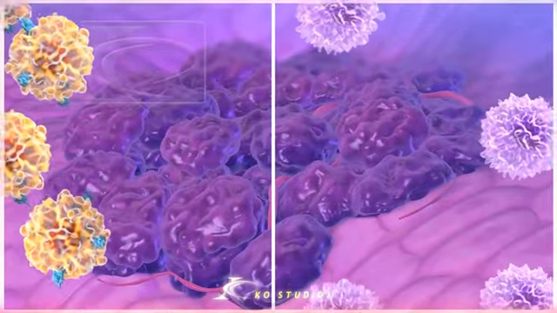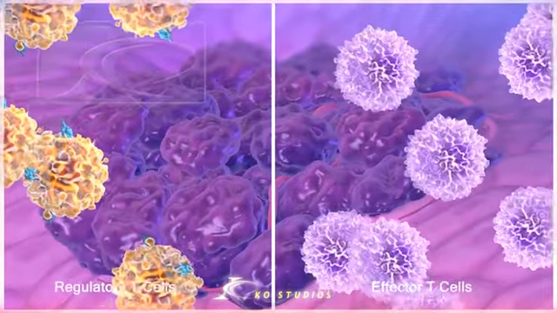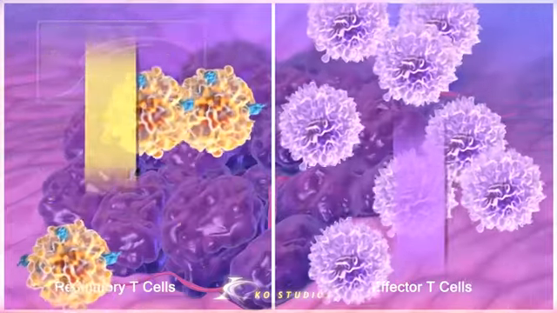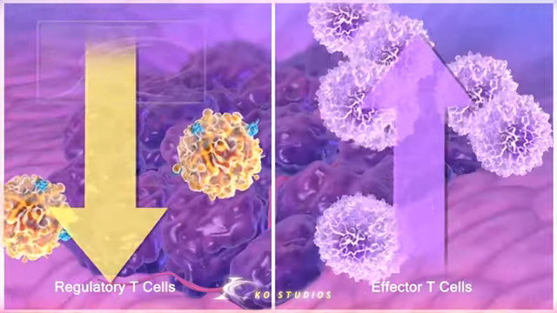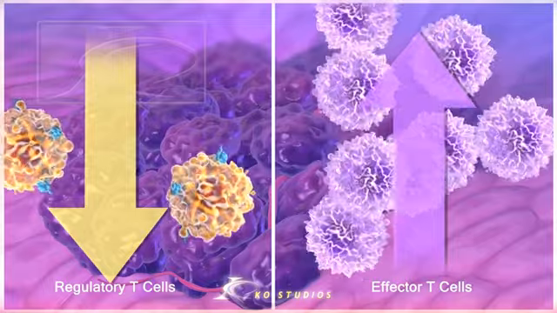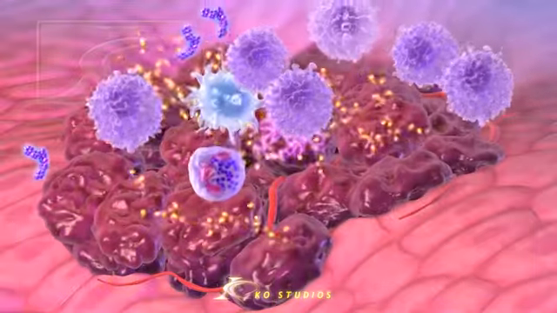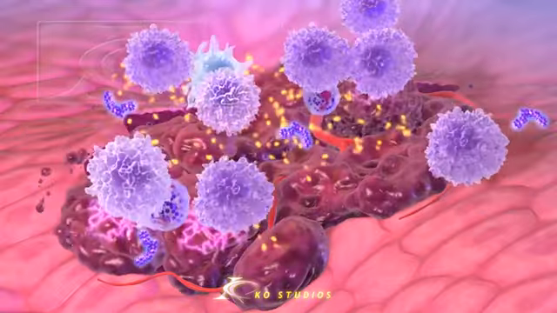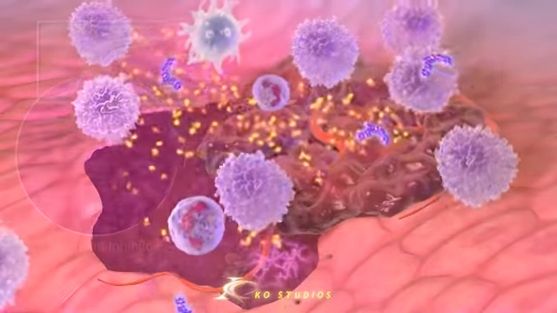Once the flow of regulatory T cells into the tumor microenvironment has been cut off, the balance of effector T cells to regulatory T cells is shifted to favor the anti-tumor response, and the effector T cells are allowed to reactivate and expand once again. Unhindered, the effector T cells can now resume attacking and killing tumor cells, causing the tumor to shrink.